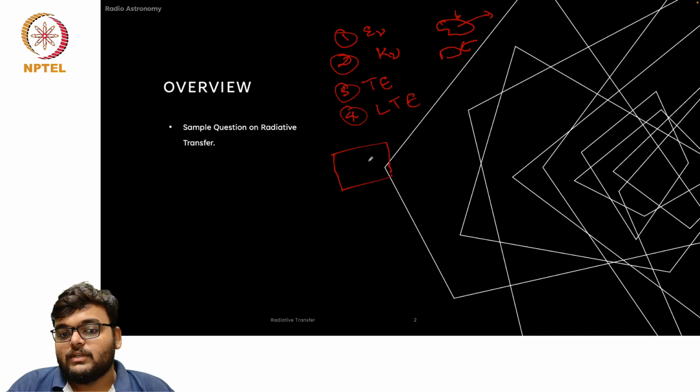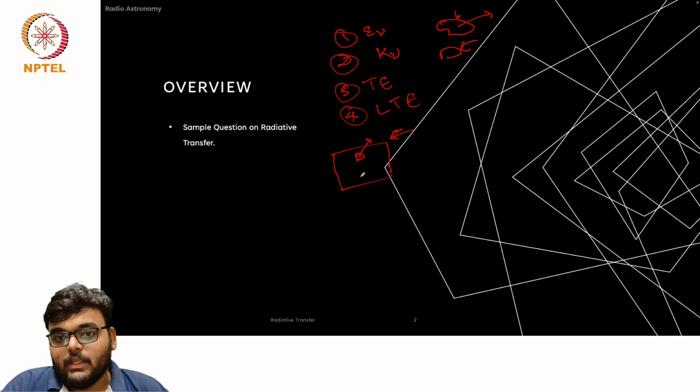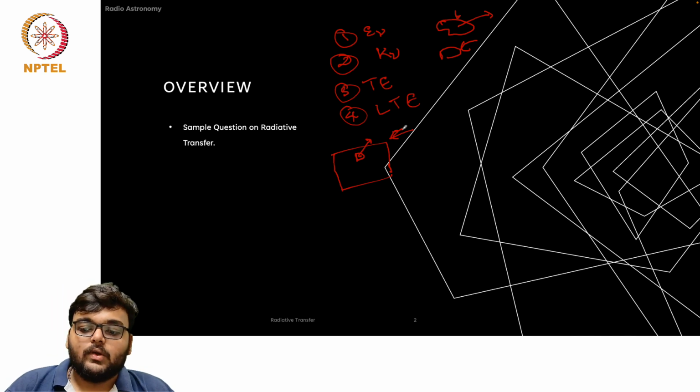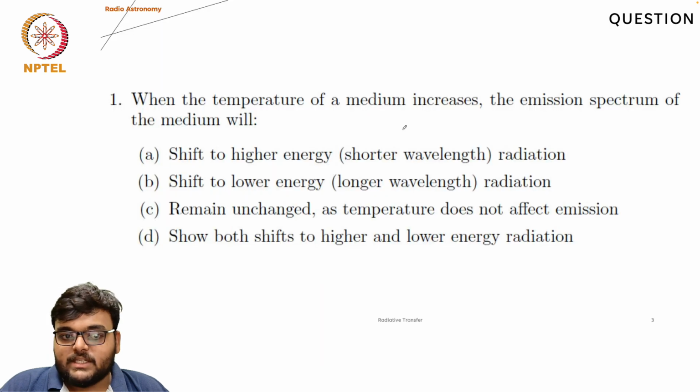on a macroscopic scale you will have non-equilibrium, whereas on a local scale, in a smaller region, you will have thermodynamic equilibrium. Okay, so let us see our first example.